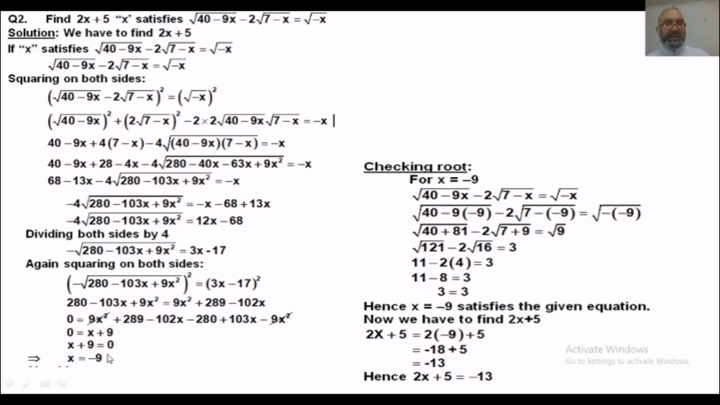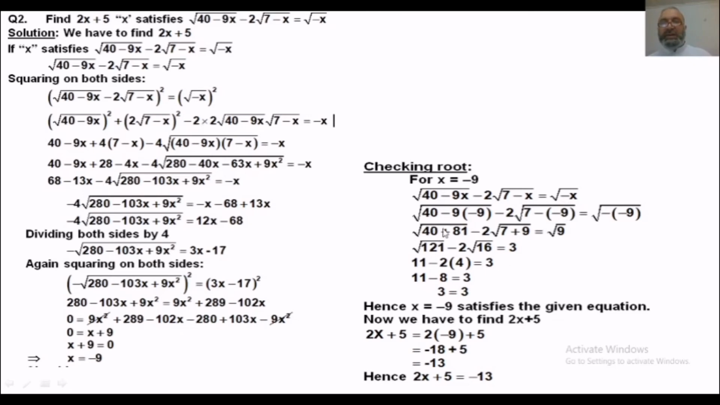So we check this root, whether it is an extraneous root or a solution. So checking this root for x is equal to minus 9. Put x is equal to minus 9 in the given equation, in the original equation. So we have 40 minus 9 into minus 9 minus 2 under the root, minus 2 into square root of 7 minus, here putting the value of x as minus 9, is equal to, on the right, minus into minus 9.